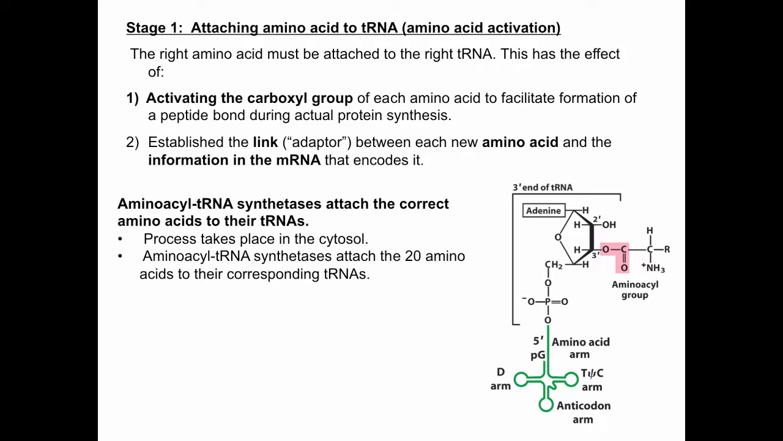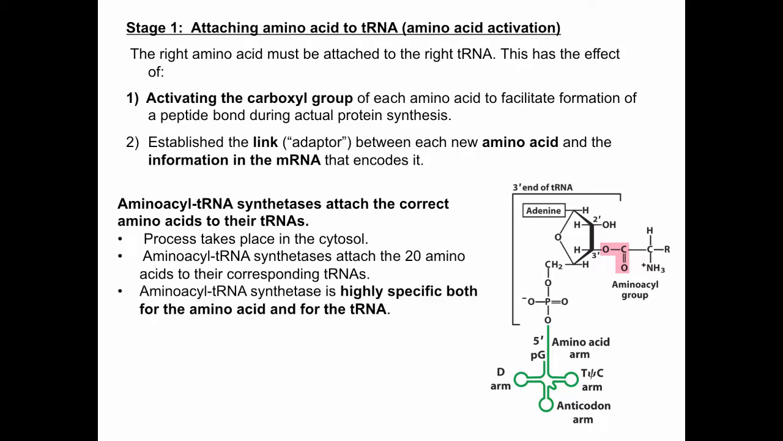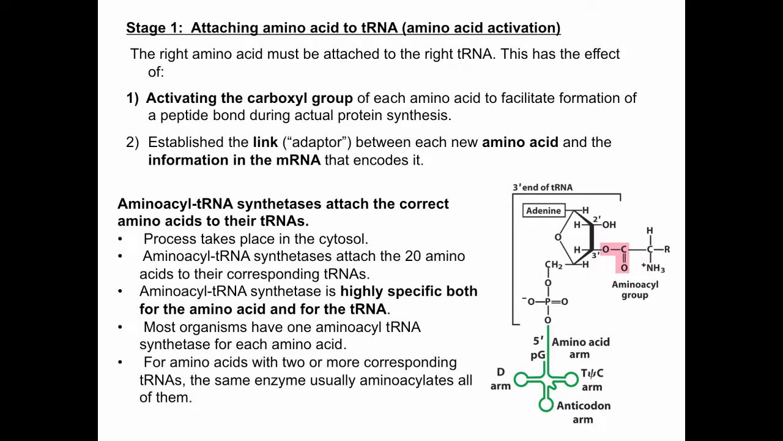There are specific aminoacyl tRNA synthetases that attach the amino acids to their corresponding tRNAs. These enzymes are highly specific in terms of both their amino acid and the tRNA. Most organisms have one aminoacyl tRNA synthetase for each amino acid. And for amino acids in which there are 2 or more corresponding tRNAs, it's the same enzyme involved in doing the aminoacylation reaction.